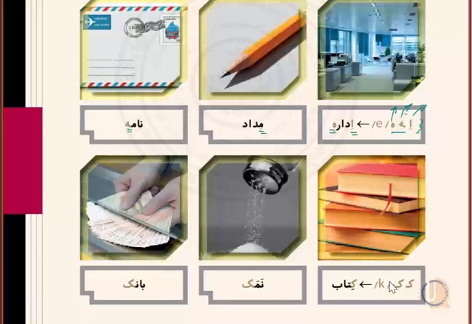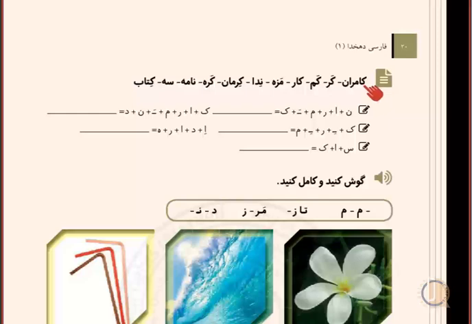Next one is kaf. The sound is k. Small kaf, capital kaf. The sound is k, as in ketab, book. Namak. See, final position. Salt. Bank, bank. Let's repeat the words. Idare, medad, name, ketab, namak, bank.